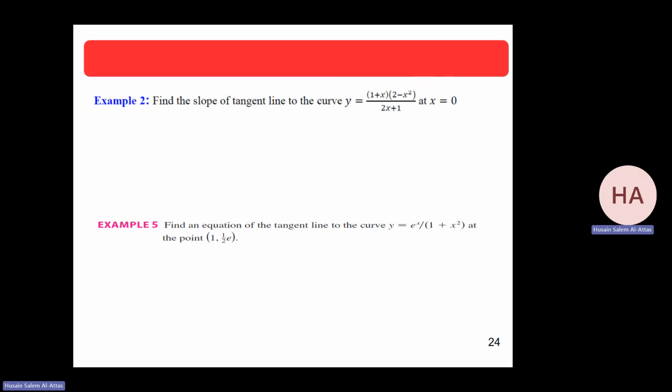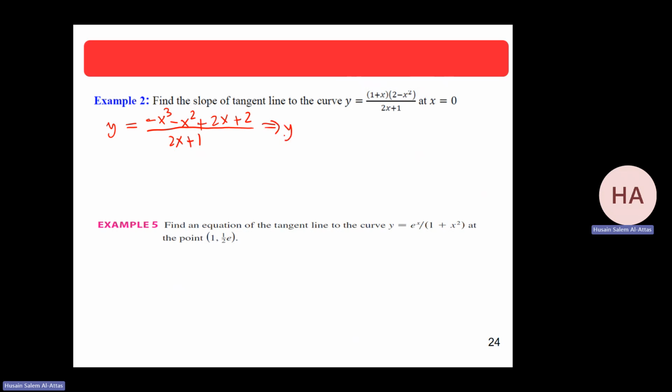Find the slope of the tangent line to the curve. If you look at the function, I have product and quotient. Either I will do it with product and quotient, or I can simplify the function. I can say y equal, do the calculation, minus x cubed, minus x squared. I'm doing the product, plus 2x plus 2, over 2x plus 1.